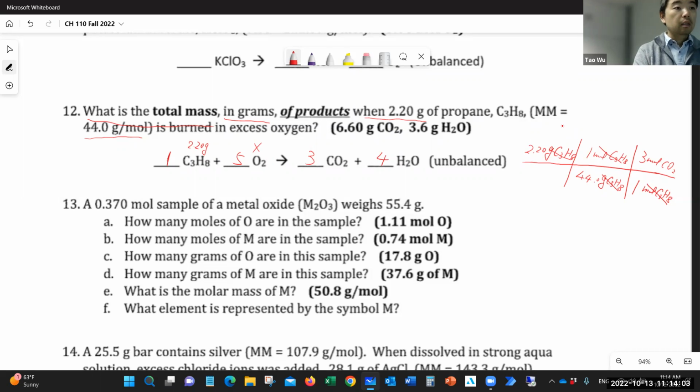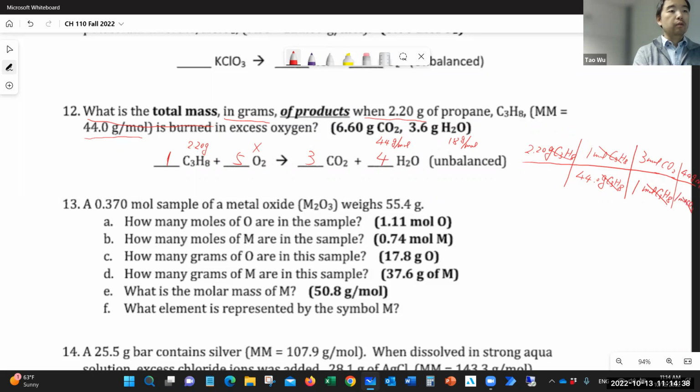All right, so now you have the moles of CO2, and what do we do to get a mass? Moles times molar mass gives you a mass. So you use the molar mass of CO2, which is 44 gram per mole. For water it is 18 gram per mole. So you multiply by 44 gram of CO2 per 1 mole of CO2.